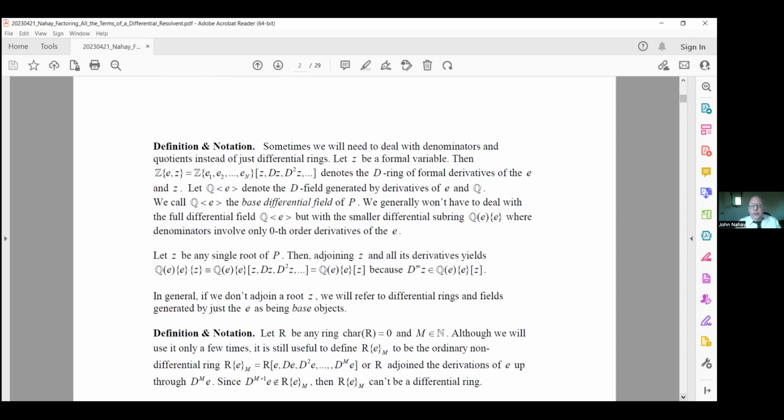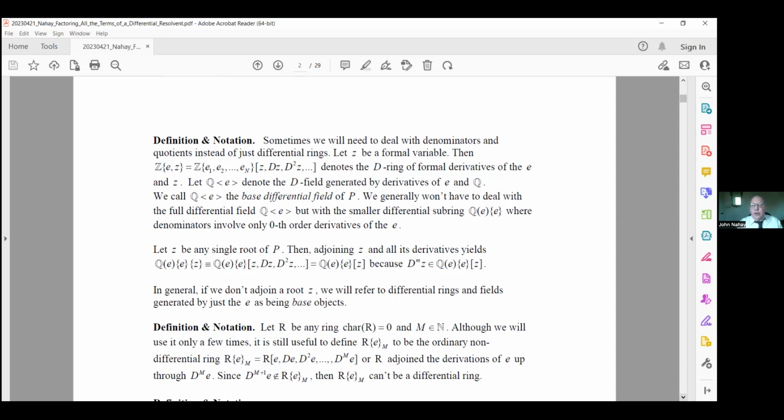We generally won't have to deal with this full differential field, but with a smaller differential subring of Q parentheses e adjoin polynomials in derivatives of e, where denominators only involve 0th order derivatives of the e. Let z be any single root of P, then adjoining z and all its derivatives to this base differential ring is equal to the polynomial ring in z, because z is algebraic. The derivatives of z are all in the polynomial ring in z over Q adjoin e and the derivatives of e.